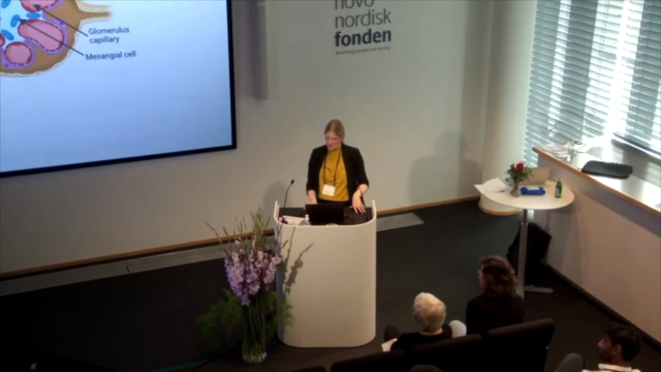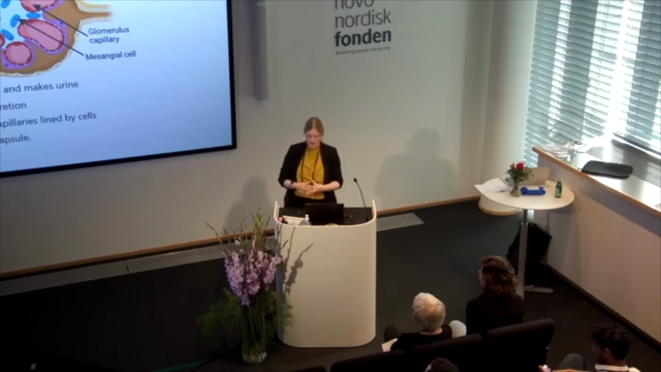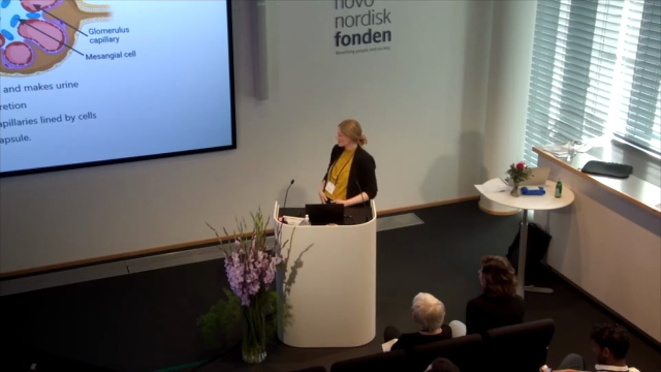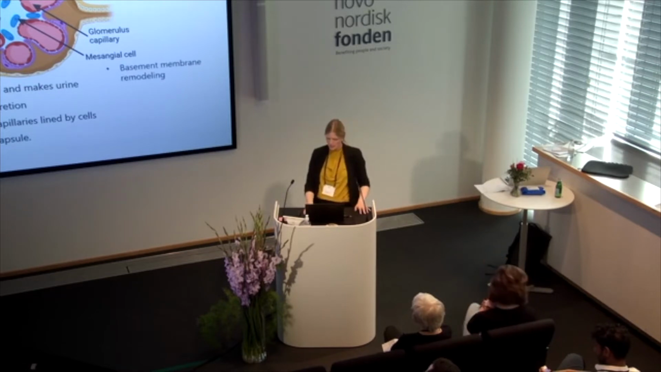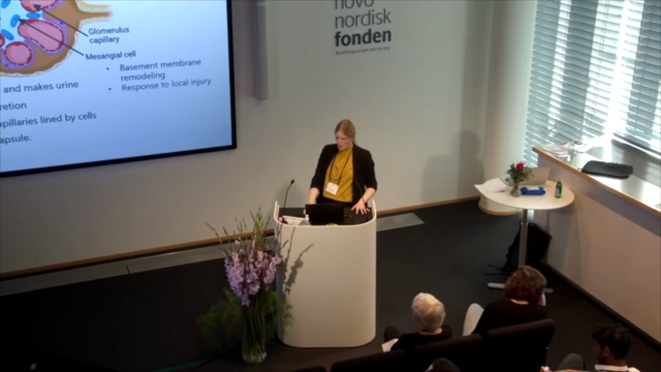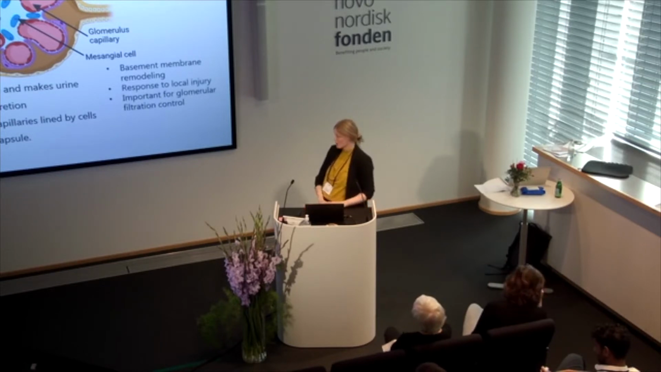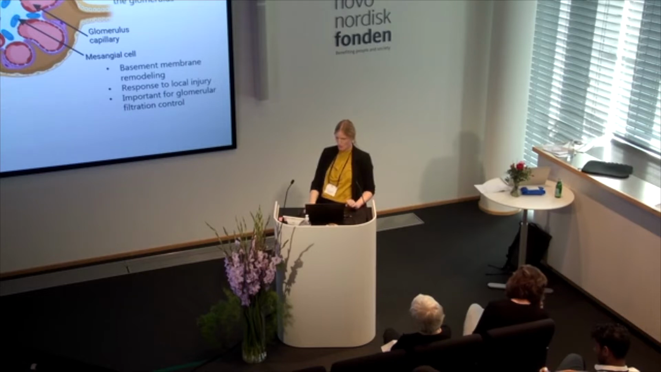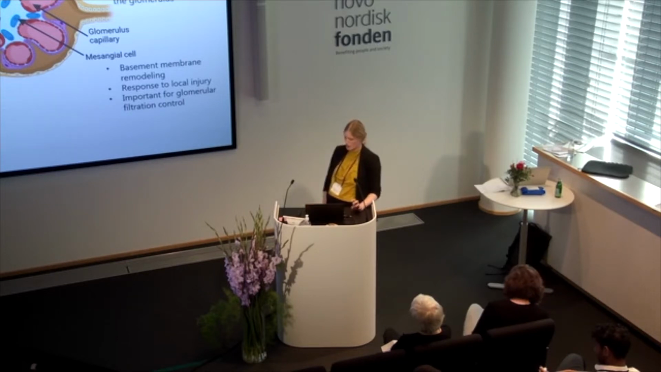So the kidney consists of approximately 1 million nephrons. And each of these nephrons consists of a glomerulus. And they have a lot of important cells, especially the mesangial cells, which are very important for basement membrane remodeling and also response to local injury. And they're very important for glomerular filtration control. And besides these mesangial cells, we also have the podocytes, which are very important for glomerular filtration control, but also for structure and function of the glomerulus.